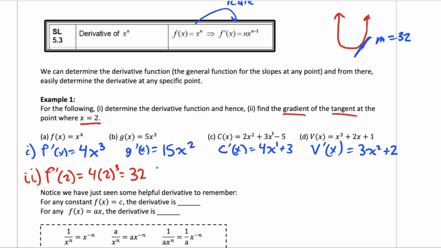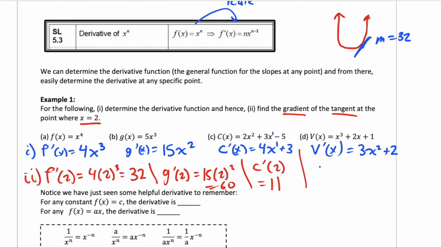Okay, next, let's plug in 2 into this next one, and we get 15 times 2 squared, 60. Substitute 2 in this one, and we get 8 plus 3 is 11. So the slope here is going to be 11. And the last one, we get 3 times 2 squared plus 2. It is 14.